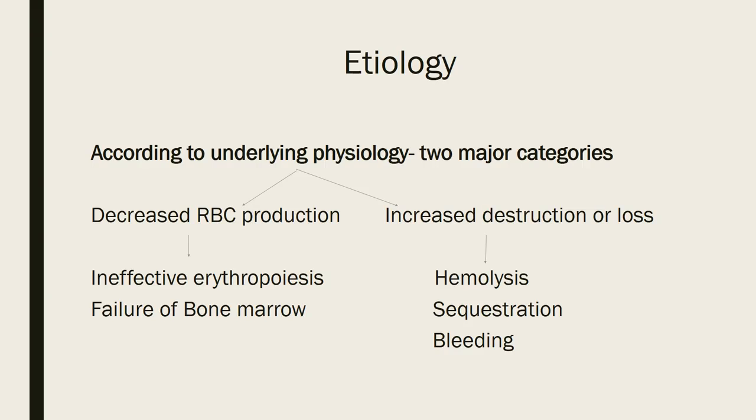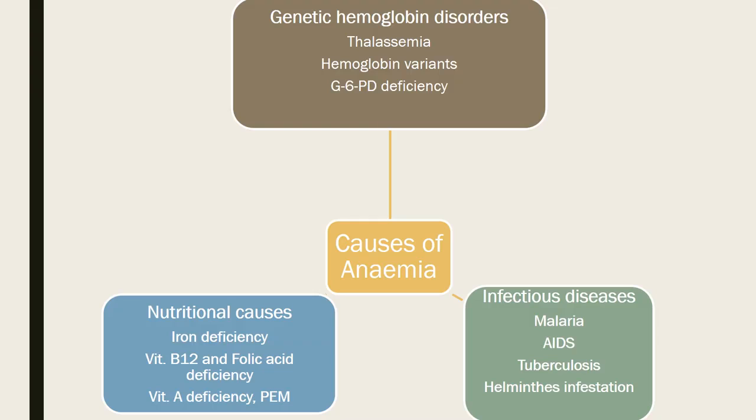There are various causes of anemia. According to underlying physiology, two major categories are there: either decreased RBC production or increased destruction or loss. In decreased RBC production, there are two things: ineffective erythropoiesis and failure of the bone marrow. And in increased destruction or loss, either due to hemolysis or sequestration or bleeding, the patient will be anemic.